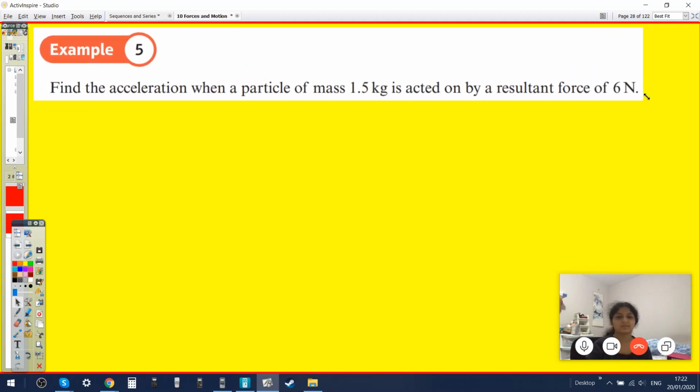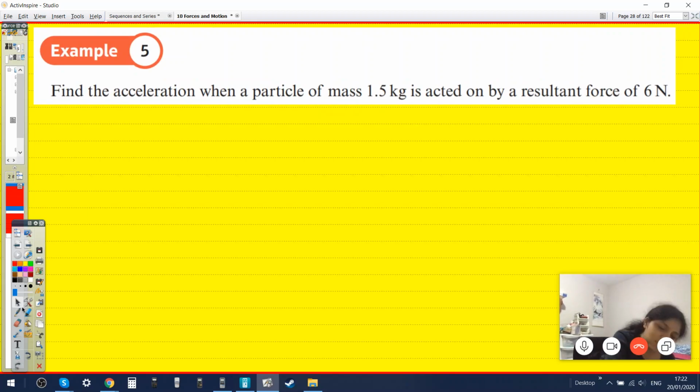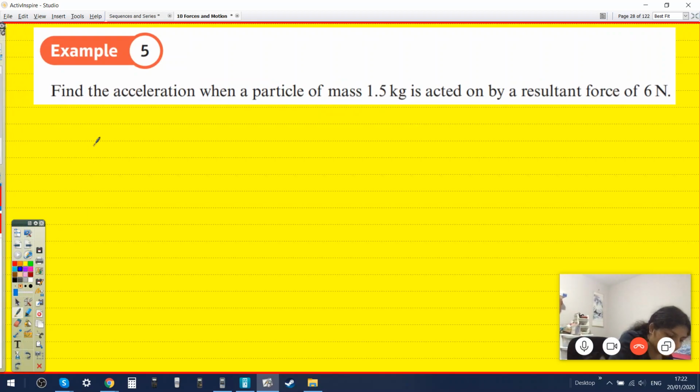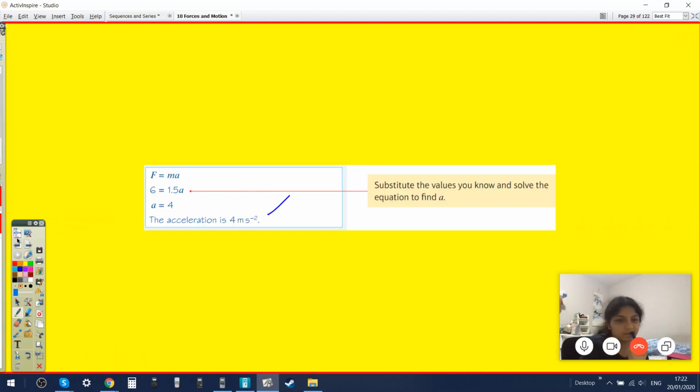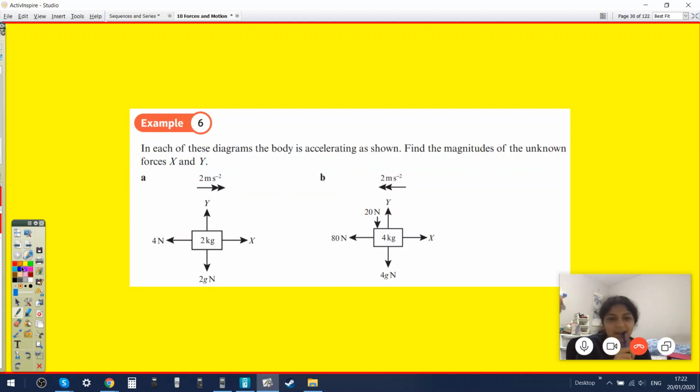Okay, how do you do this? So Newton's second law is sum of F is equal to ma. You know F is 6, and then you know mass is 1.5. So then A is 4 meters per second squared. Yep. You're going to use that equation a lot. Yeah, I know.